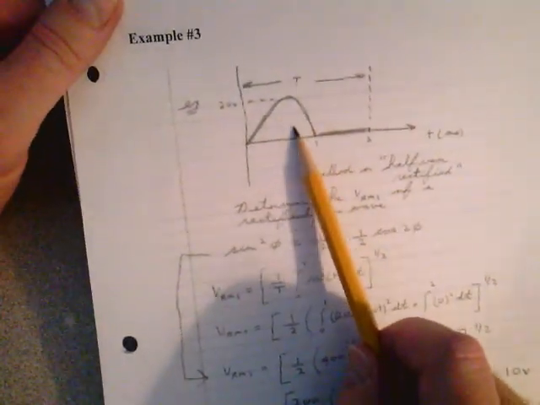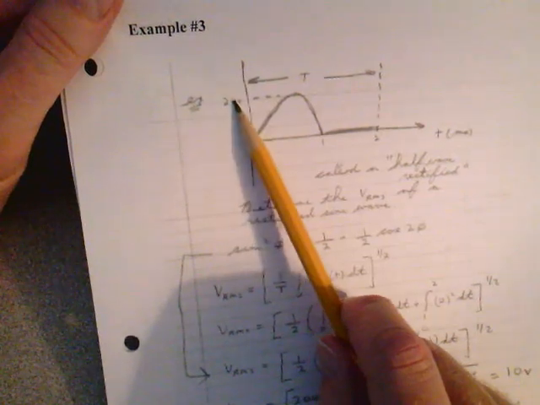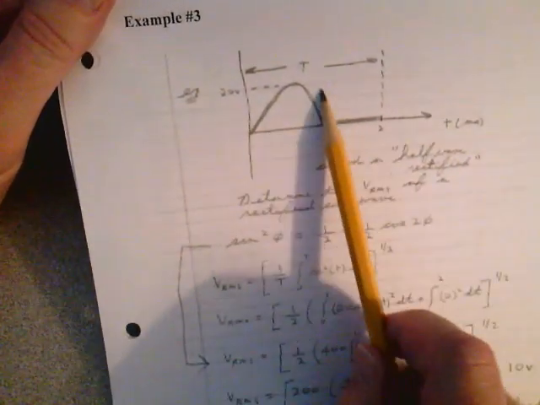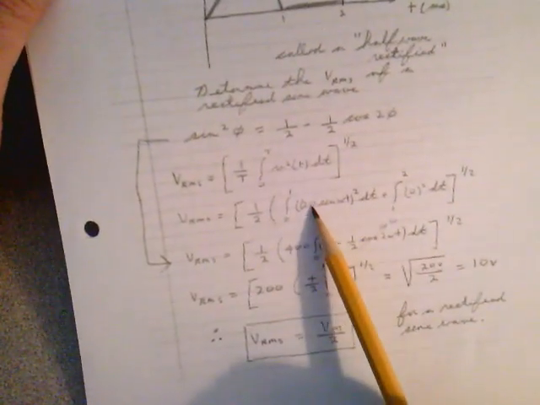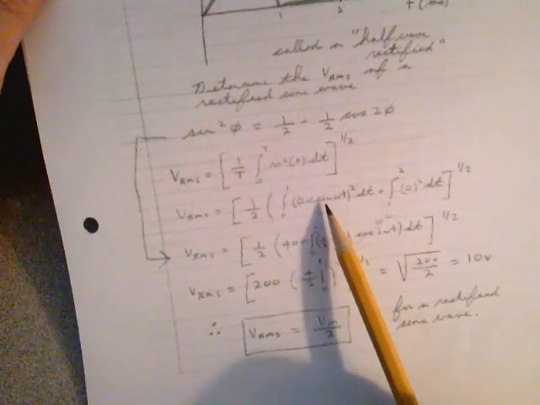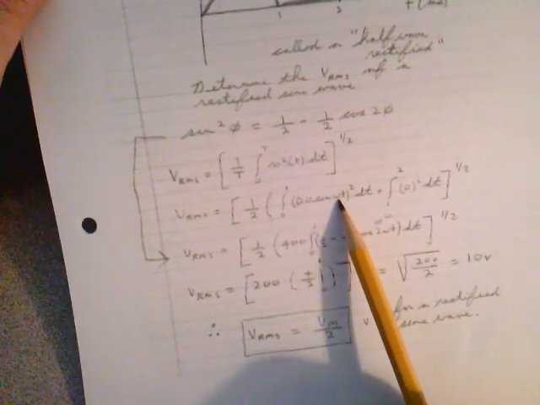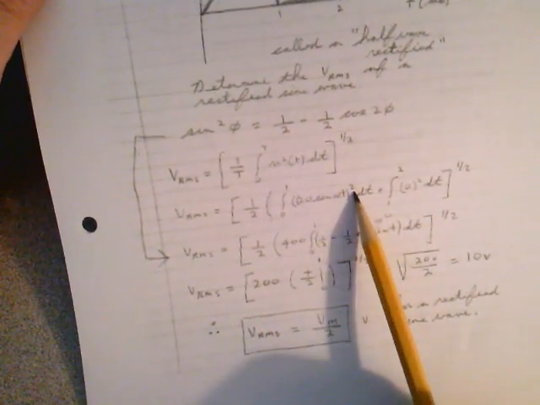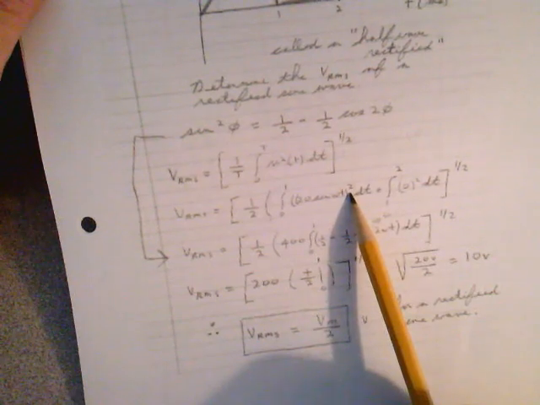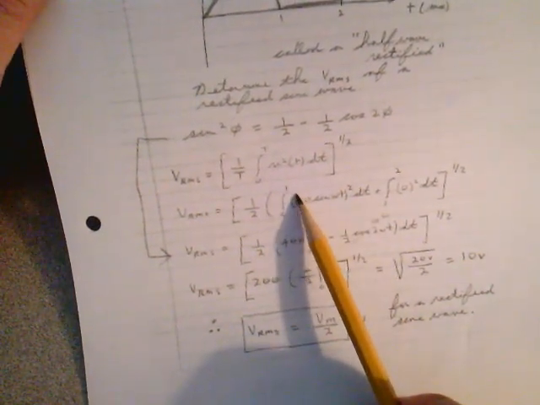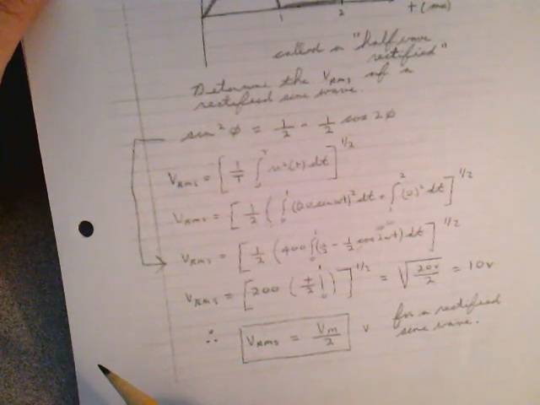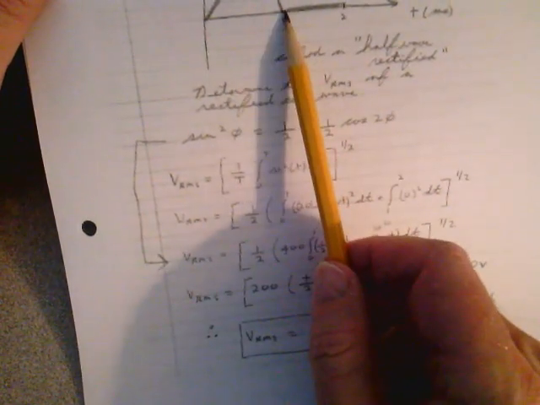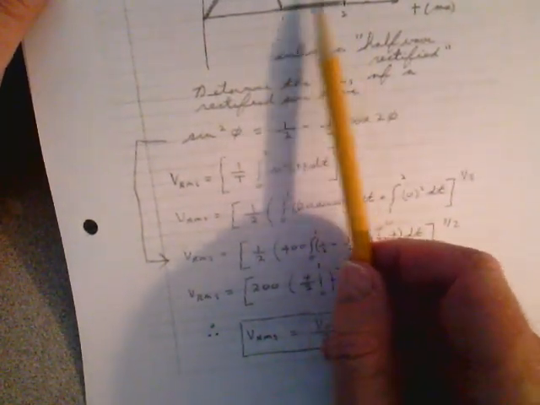I look at this, I can pull that out. I don't care about the frequency. The peak is 20. So that sinusoidal waveform is 20 times the sine of omega t. I'm going to square it, but I'm only integrating it between 0 and 1. And then I have this. Don't forget that. You have to integrate from 0 to 2.